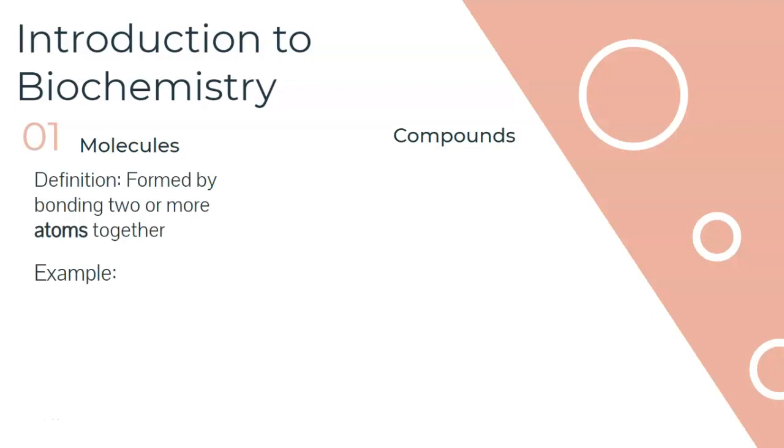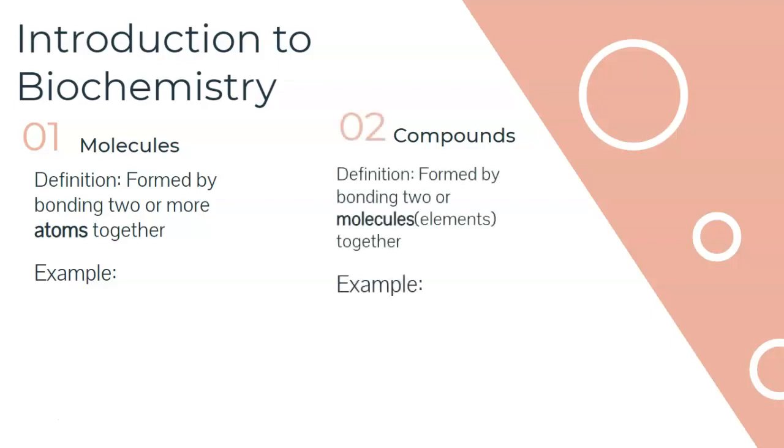So we're going to introduce today your lesson around biochemistry by talking about 2 really important ideas. One is a molecule and the other is a compound. A molecule, by definition, is formed when we bond 2 or more atoms together. So if we look at a compound, this is when we bind 2 or more molecules or elements together.